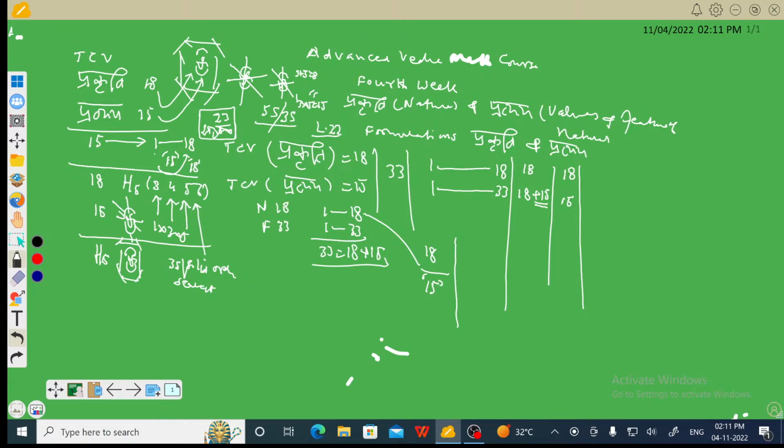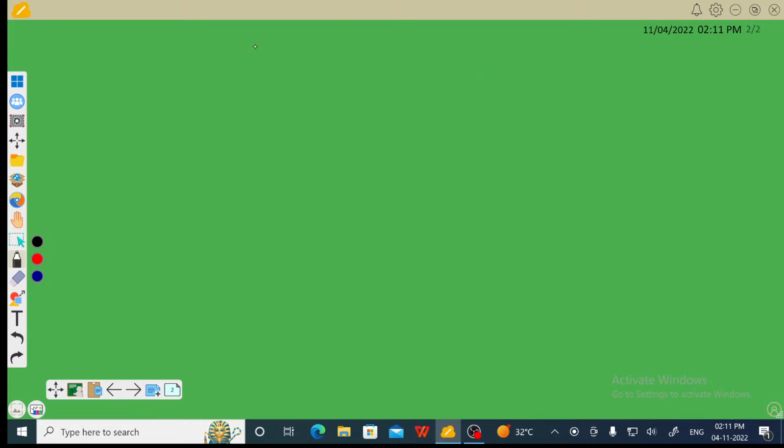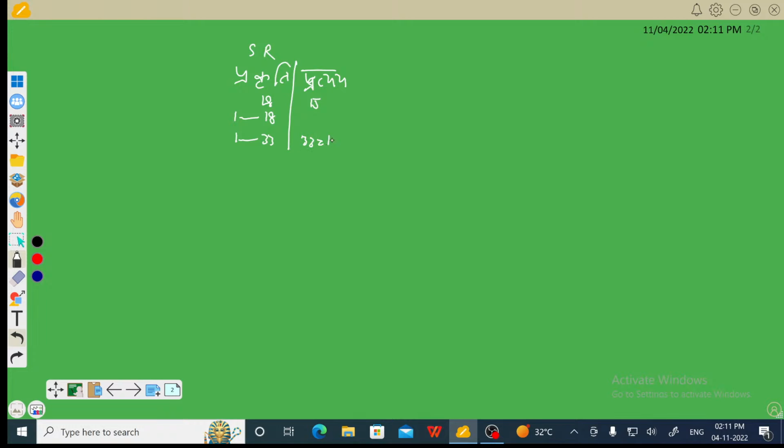So while we will be compiling our Sthapatya referencer with respect to the formulation Prakriti and Pratyay, then we will be focusing as that the TC value 18, TC value 15, numbers 1 to 18, factors 1 to 33, as 33 is equal to 18 plus 15. 18 is H5 hypercube 5, while 15 is the dimensional frame of 5 space.